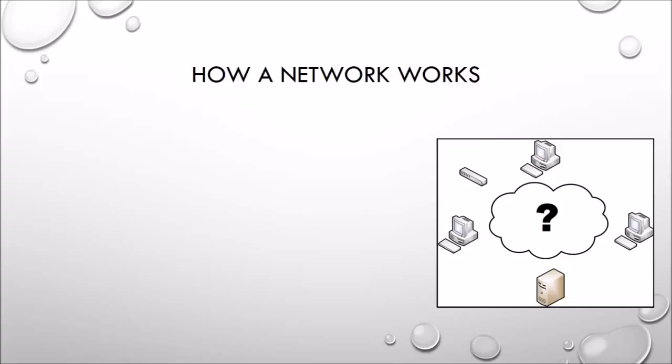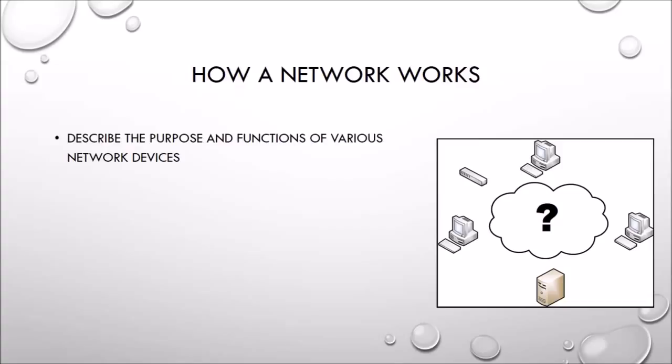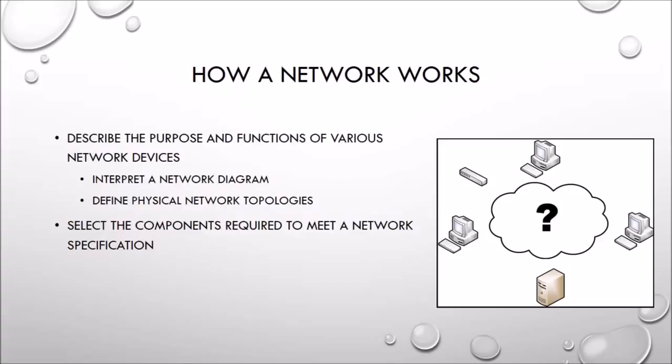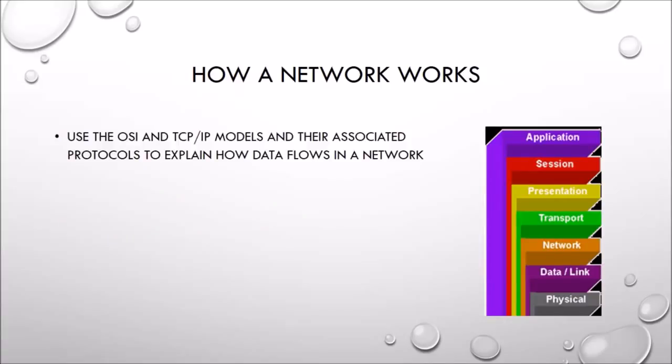How a network works. Cisco really wants you to be able to describe the purpose and function of various networking devices, and part of that is being able to interpret a network diagram and define physical network topologies. You're also going to need to be able to select the components required to meet a network specification. I'd pay special attention to how switches meet the feature demands of a network. Be familiar with the OSI and TCP/IP models and how their associated protocols function so that you can explain how data flows using those protocols in a network.